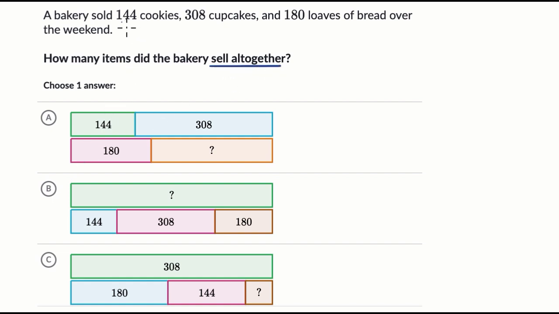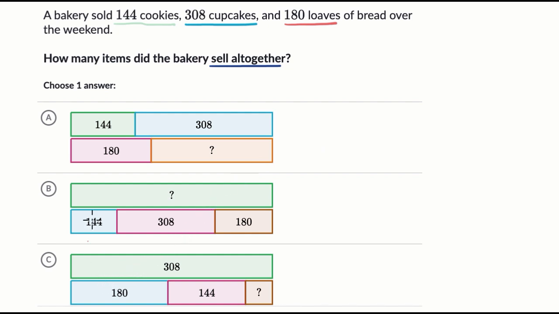So they're giving us the different items. So we have cookies, we have cupcakes. Let me do that in a different color. I'll do this in blue. We have the cupcakes, and then we have the loaves of bread. Now, if we want them all together, we want to add them up. So I want to see a strip diagram that adds these together.